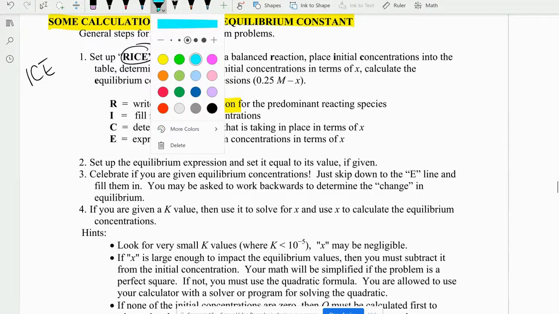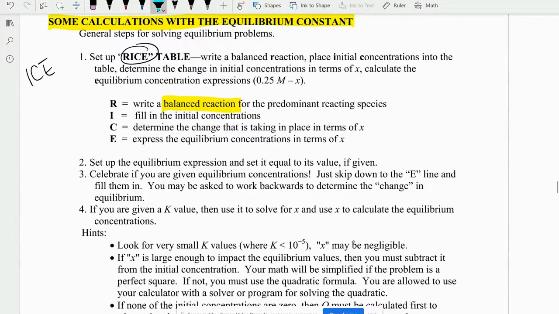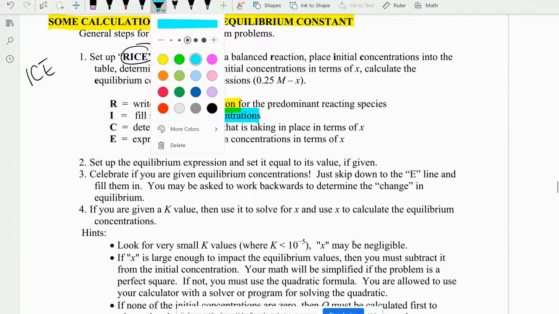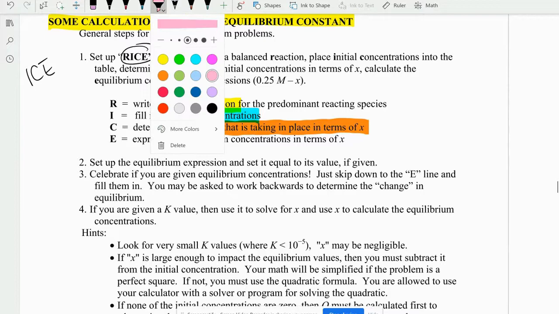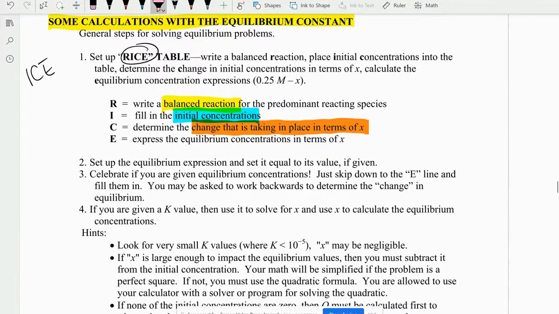The I component in RICE diagrams is where you will write the initial concentrations. The C component in the RICE diagram is the change in concentration. And by the way, we are going to set the change in concentrations in terms of X. Lastly, the E portion of the RICE table stands for equilibrium concentrations, of course, in terms of X. So these RICE diagrams are going to be used in calculating equilibrium problems.